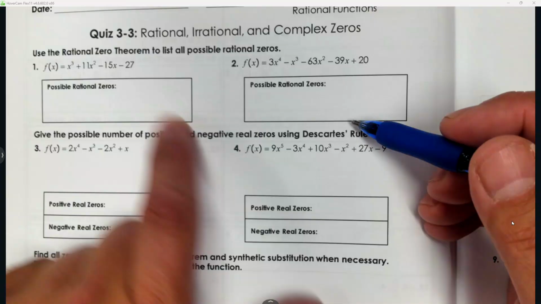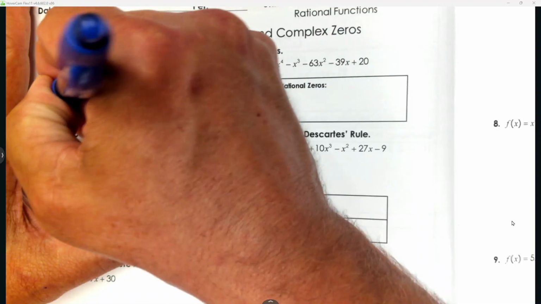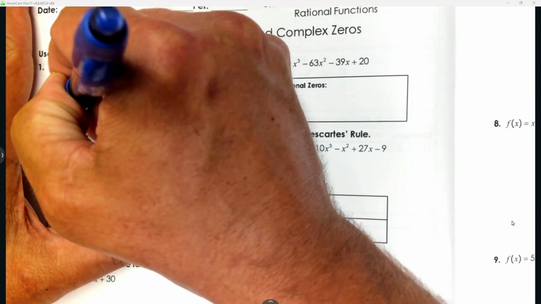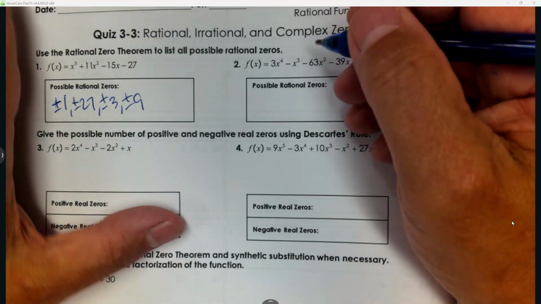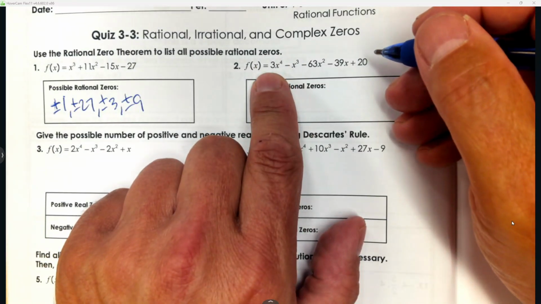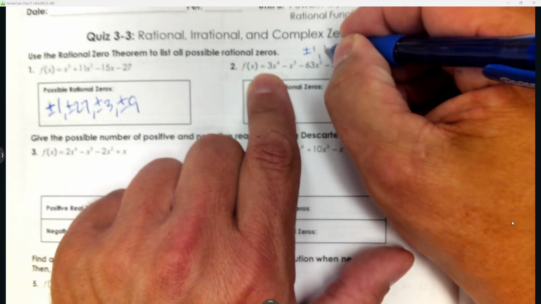The rational zero theorem: just create a list. If I look here, the last number, what are all the numbers that go into it? They don't have to be in order, so maybe it's easier to go 1 times 27, or 3 times 9, and that's everything. Now, what makes this one different is the first number is a 3. That's going to create fractions, denominators.